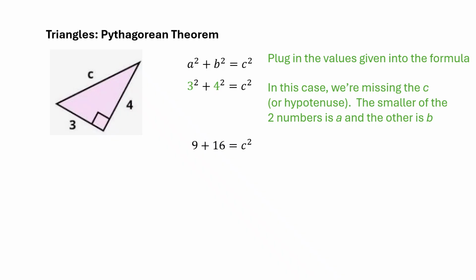3 squared is 9, 4 squared is 16. Add them together, you get 25. What's the square root of 25 again? Yes, so the hypotenuse is 5.